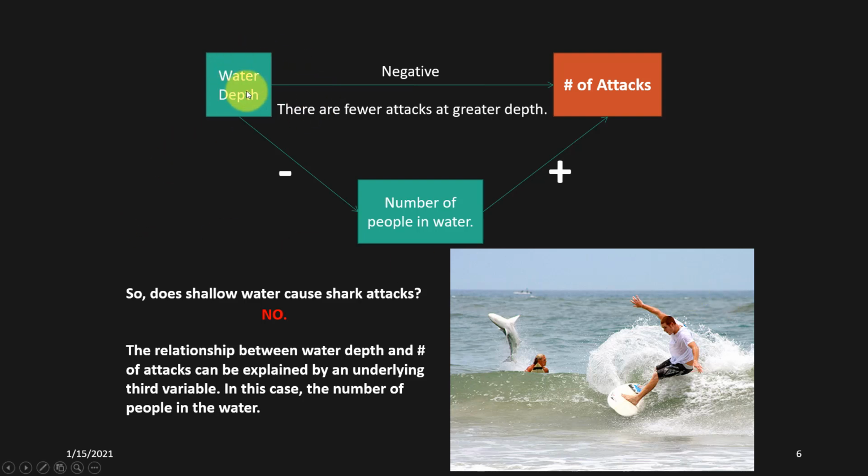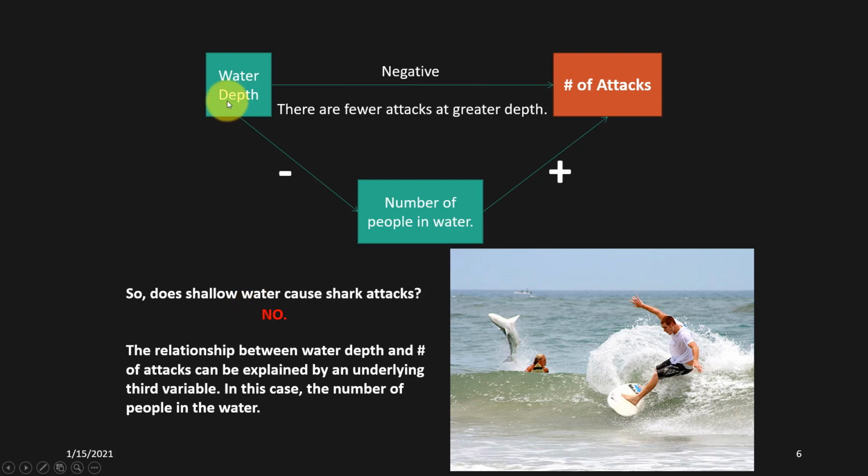So again, we know that there's a negative relationship between water depth and shark attacks. And as we said, that association is real. That pattern of the data is right. It's just the causal interpretation of it that is wrong. And why is it wrong? Well, for one thing, there's going to be this mitigating third variable here, which is the number of people in the water, right? So does shallow water cause shark attacks? No.